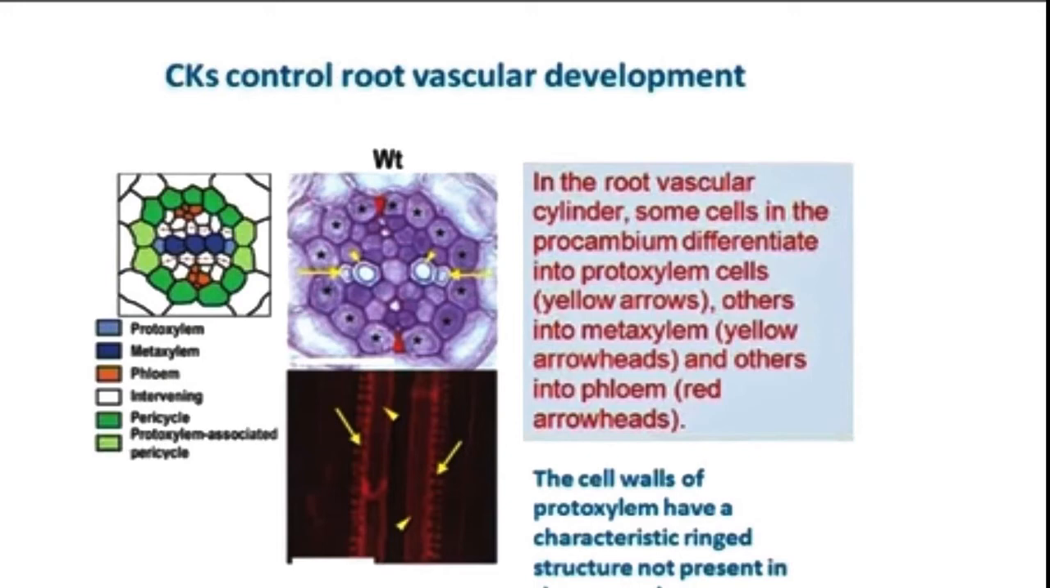Now, in the root vascular cylinder, we can see in this picture that some cells in the procambium differentiate into protoxylem cells. It can be seen with the yellow arrows, others into metaxylem, which can be seen by the yellow arrowheads, and others into phloem, seen by the red arrowheads. And we know that the cytokinin level in the root is very high, and these are transported via the xylem to the upper part of the plant.